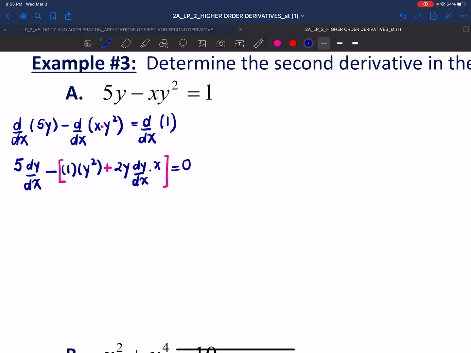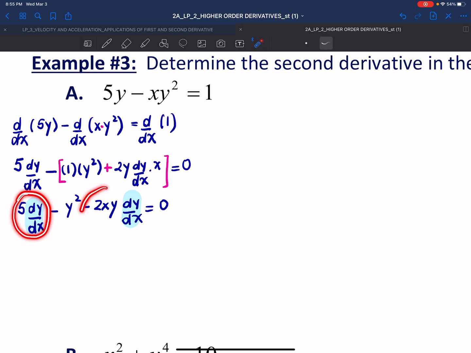So now we have to solve for dy dx. So let's simplify a bit more. 5 dy dx minus y squared minus 2y times x, 2xy dy dx equals nothing. So dy dx is our variable. So we have the terms with dy dx on the left and the other term on the other side. So these are the two terms with dy dx in it.